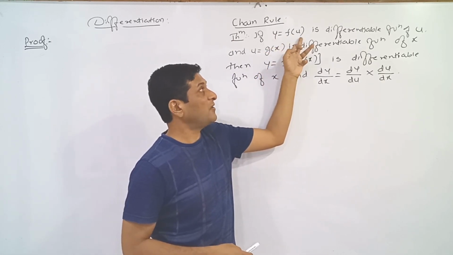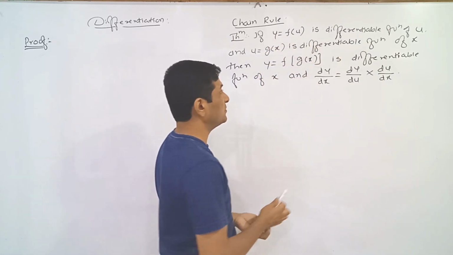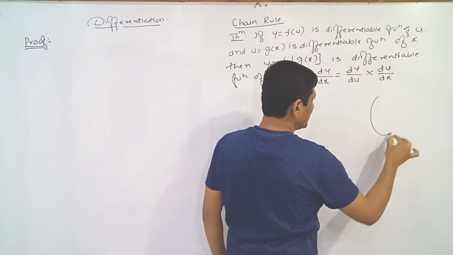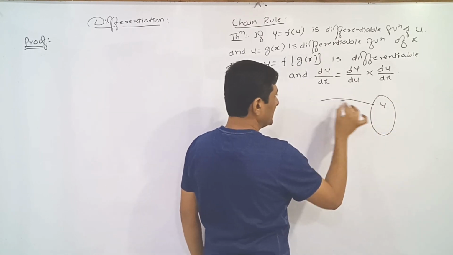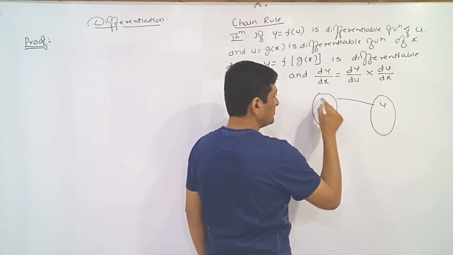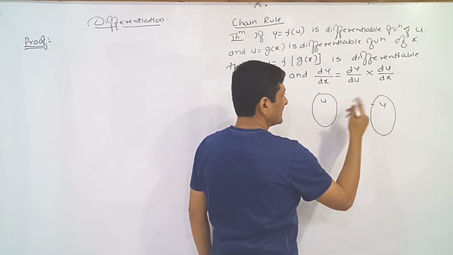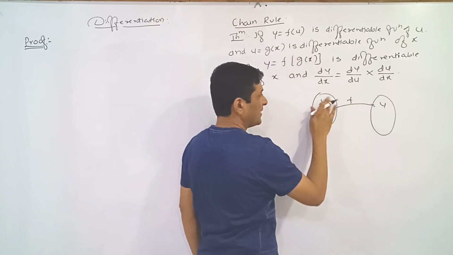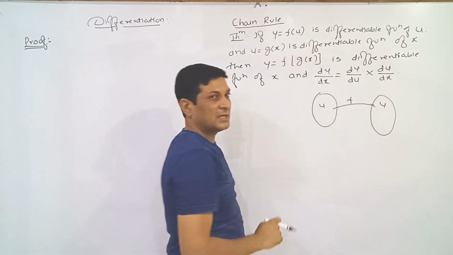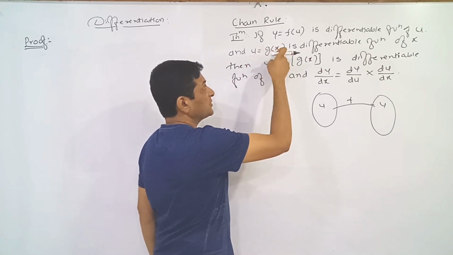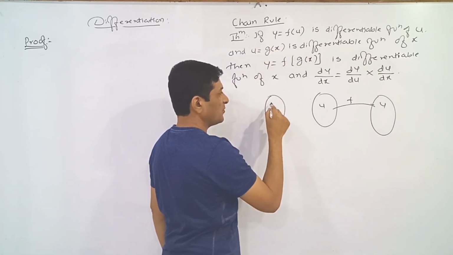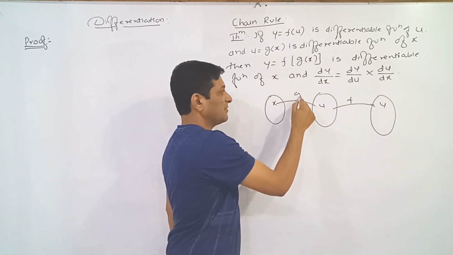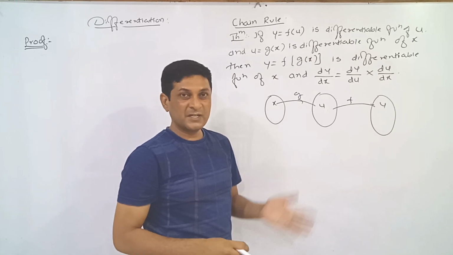Observe the given condition. y is equals to f of u, a differentiable function of u. It is given to us that y is a function of u, and this function is denoted by f. And u is a function of x, and this function is denoted by g. So these are the given conditions.